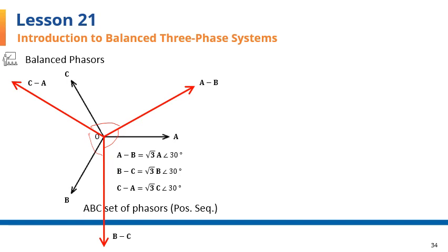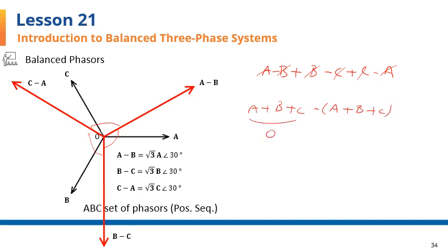But with equations, we have A minus B plus B minus C plus C minus A, and clearly they all cancel each other out: A and negative A, B and negative B, C and negative C. Or you can look at it as A plus B plus C minus A plus B plus C. Well, we know that each of these sums is 0. So the total is 0.